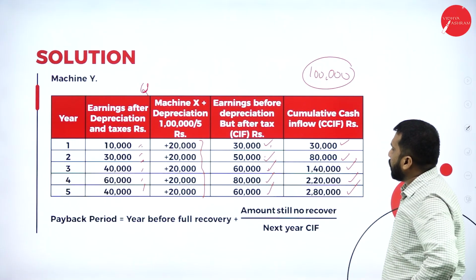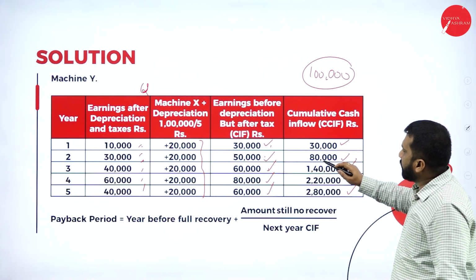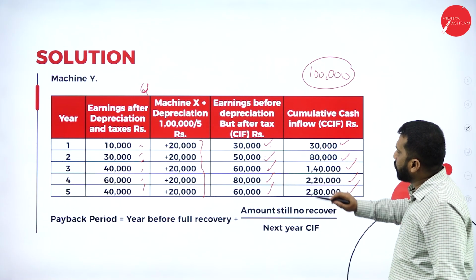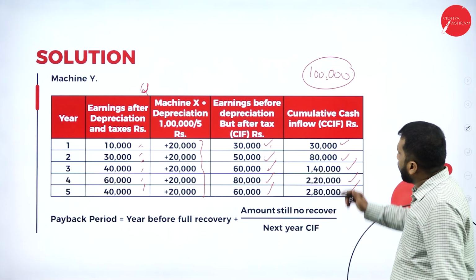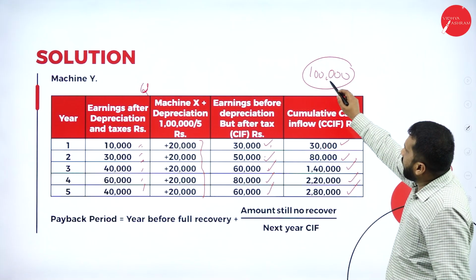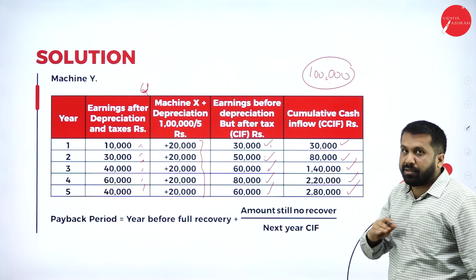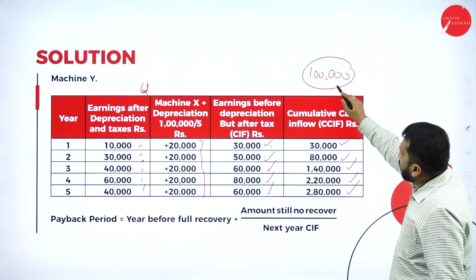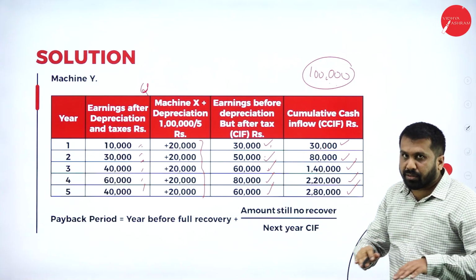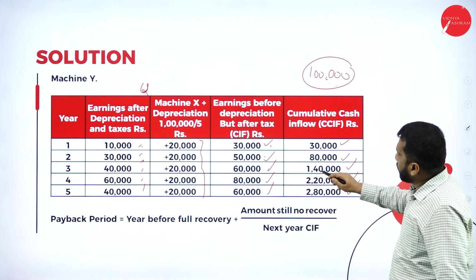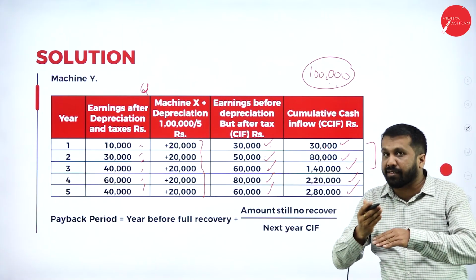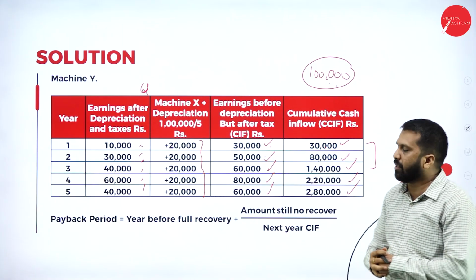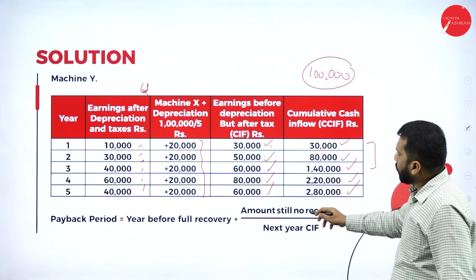Now, in this, what is the payback period? 30,000, 80, 140, 220 as well as 2,80,000. In this, 30,000. Can you get your 1 lakh in the first year? No. Can you get your 1 lakh in the second year? No. Can you get your 1 lakh in the third year? Yes. In between second and third year, you will get back your 1 lakh. Now, amount still not recovered.